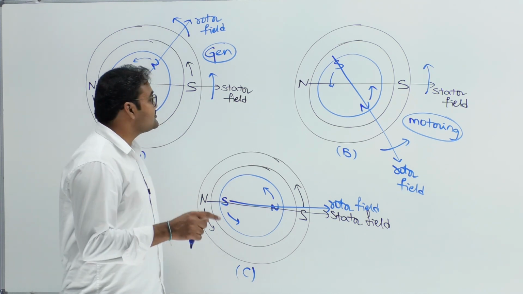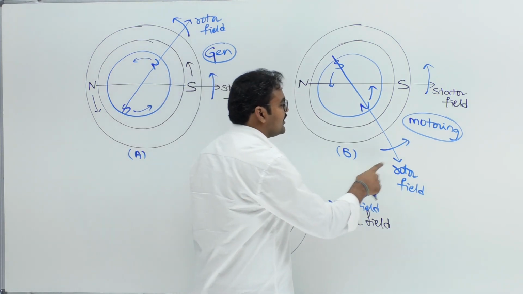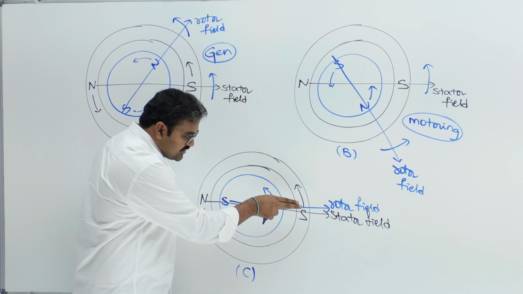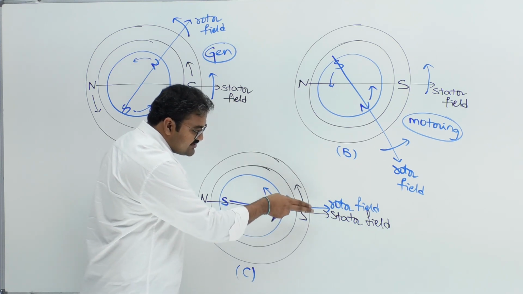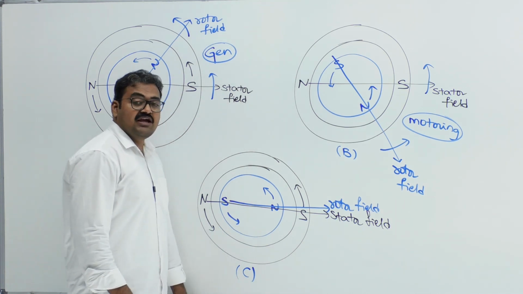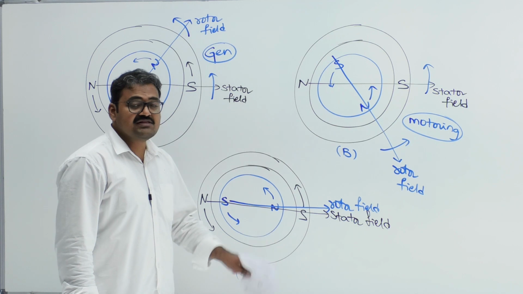In case of generator, rotor field will lead. In case of motor, stator field will lead. But here both are in phase. You can't define who is leading, who is lagging. Both are in phase. Therefore, machine is neither a generator nor a motor. Or also you can study in this manner as well.